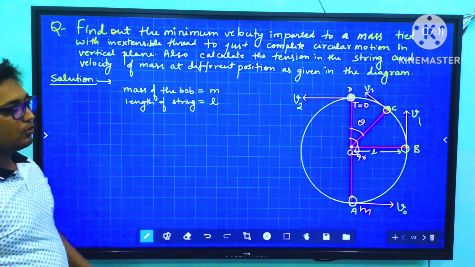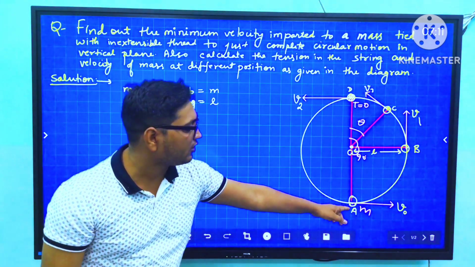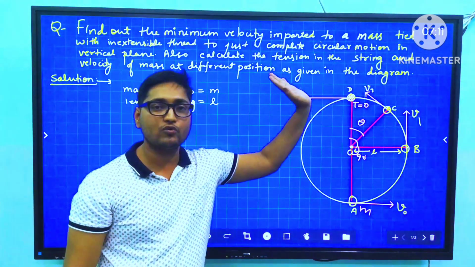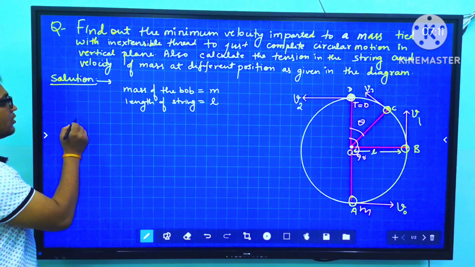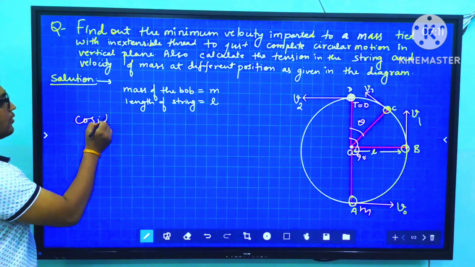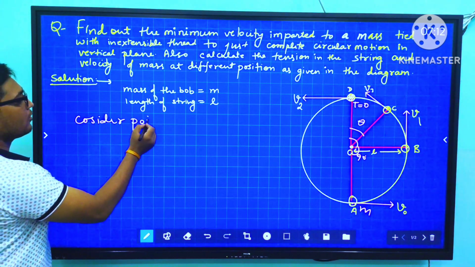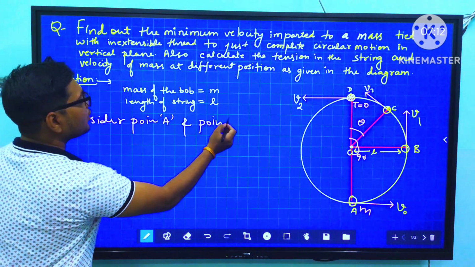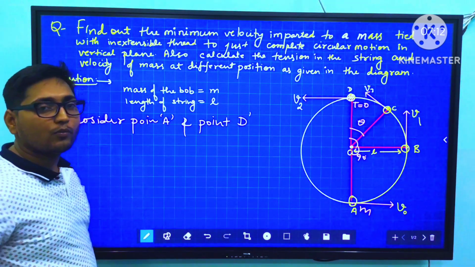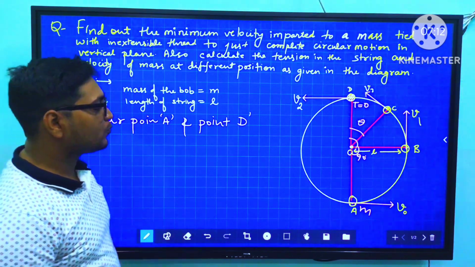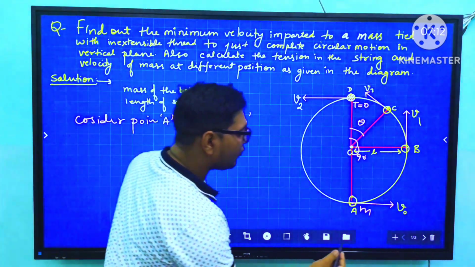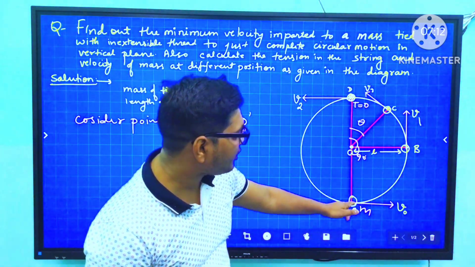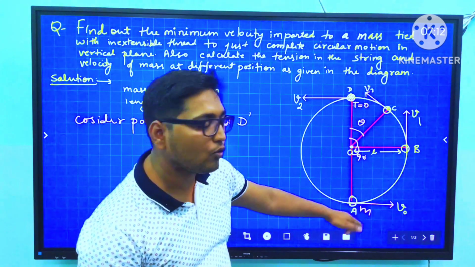First we consider point A and point D, the lowermost point and the uppermost point. At the lowermost point, if I draw the force balance, considering all the forces acting on the mass when it is at the lowermost point.